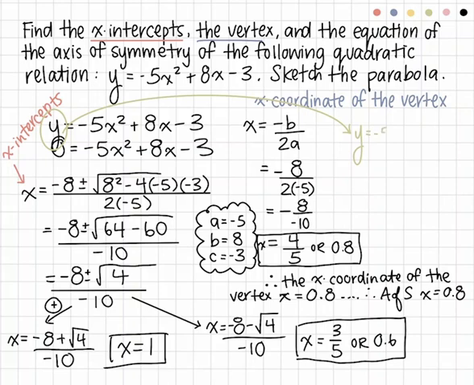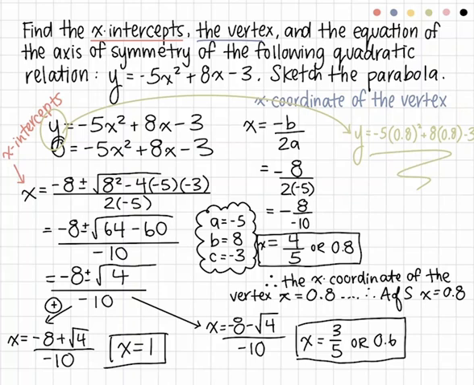So y would be equal to negative 5 times 0.8 squared plus 8 times 0.8 minus 3. And then you can go ahead and solve.